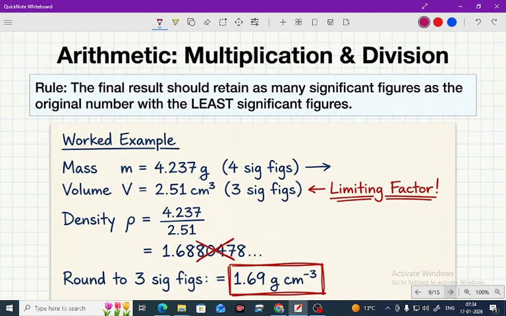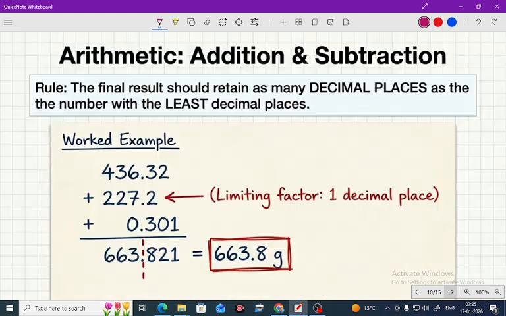Arithmetic: multiplication and division. Rule: the final result should retain as many significant figures as the original number with the least significant digits. Worked example: mass is this, volume is this, density equals mass by volume, 4.237. If we divide, we get this value. So we round to 3 significant figures, getting 1.69 gram per cubic centimeter, because the limiting factor is 3 significant figures. The least, it is said, is the least. So the least is 3 significant figures.